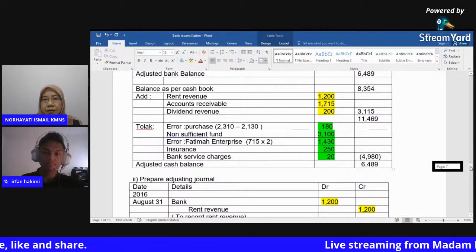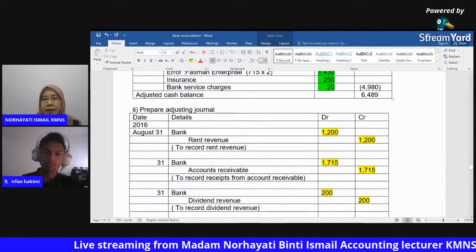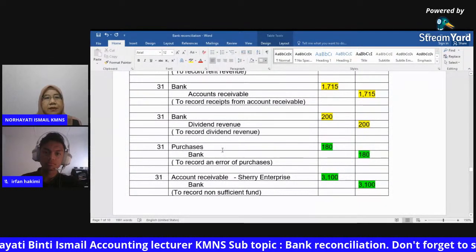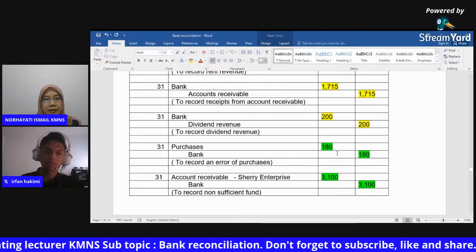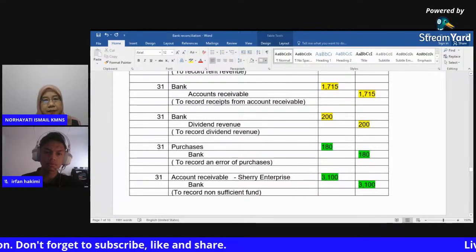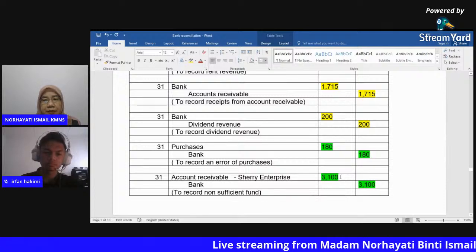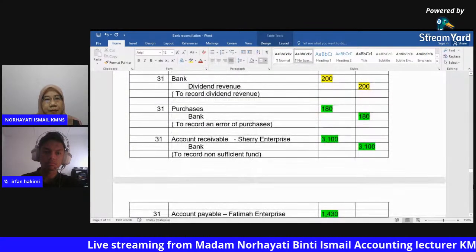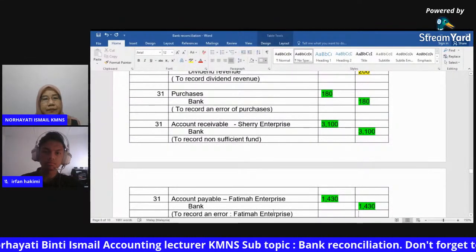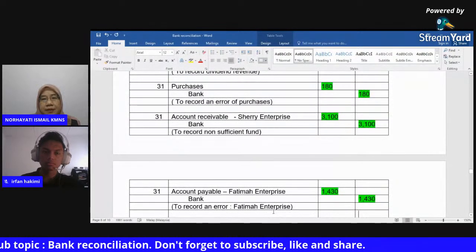So we continue, debit bank 200, credit dividend revenue. That one is for the receipt part. Now for the payment part, debit purchase, credit bank, the amount is 180 to record an error of purchase. The next one, debit account receivable, credit bank to record non-sufficient fund. The amount is 3,100. And the next one, debit account payable, Fatima, credit bank to record an error for Fatima Enterprise. That one is a reversal error. We have to double the amount.